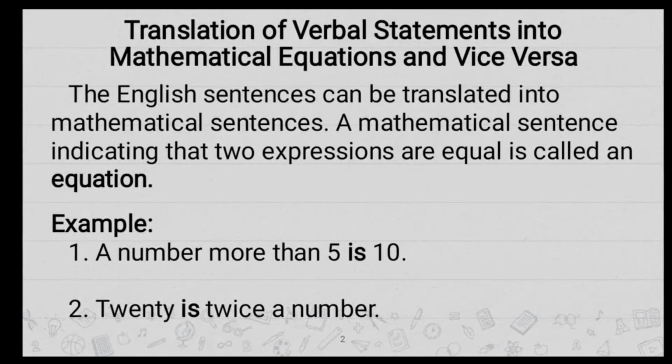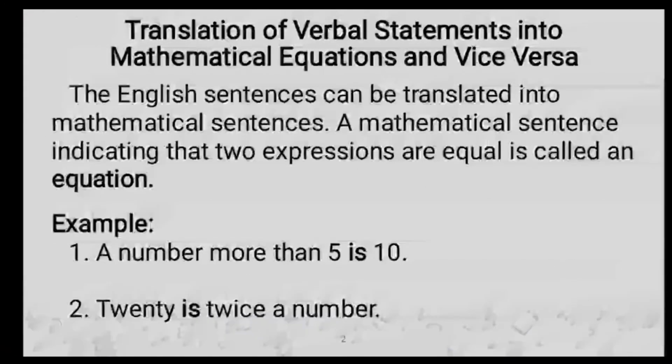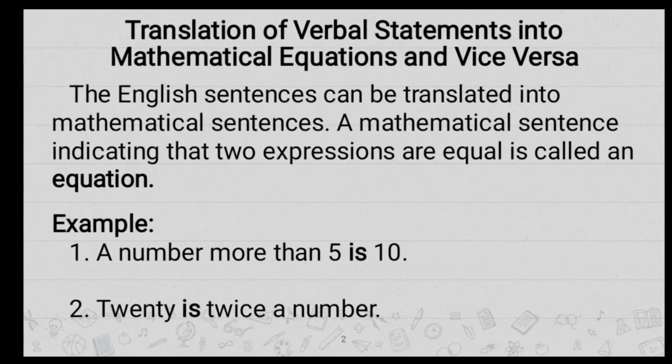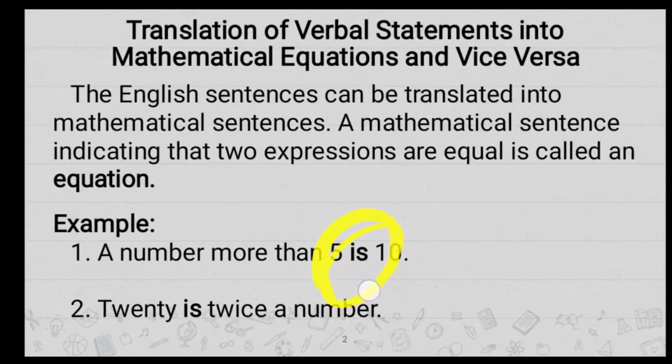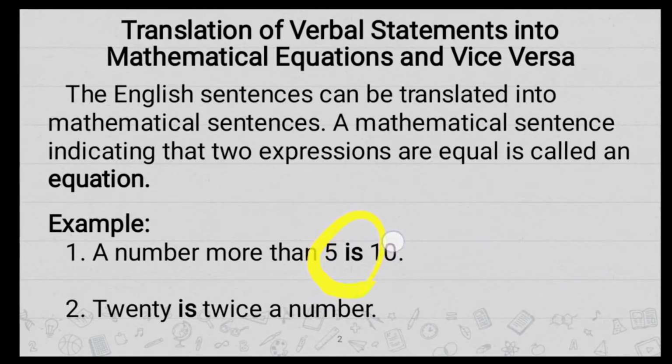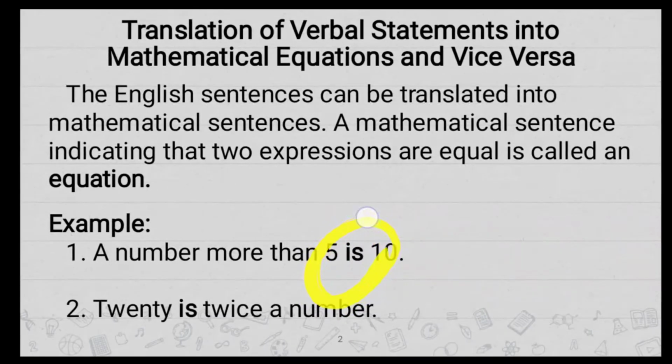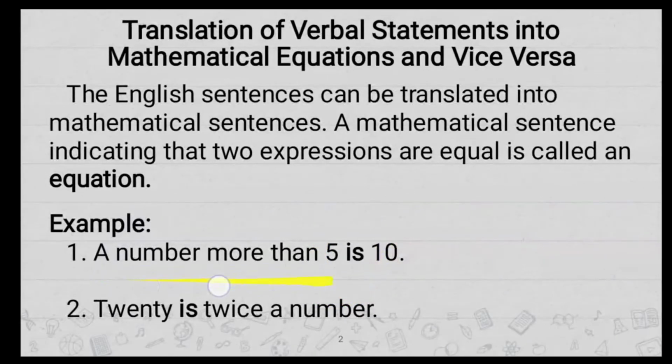So let's focus on translation. Example: a number more than 5 is 10. Okay? As you can see, "is" is highlighted, because it is important in linear equations: this word means equal. So let's translate this.